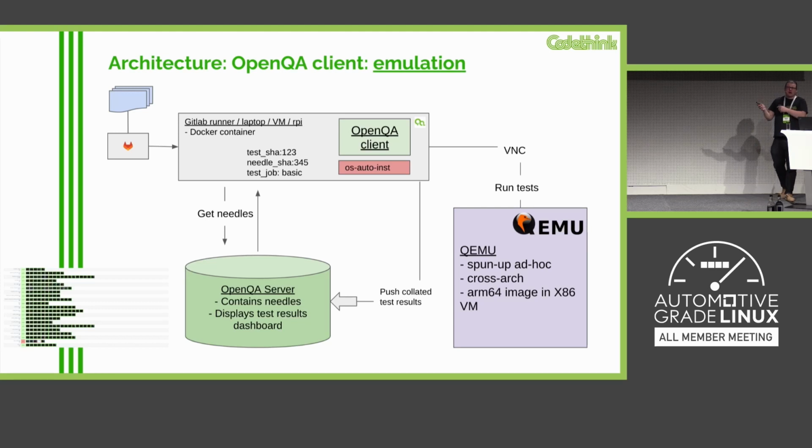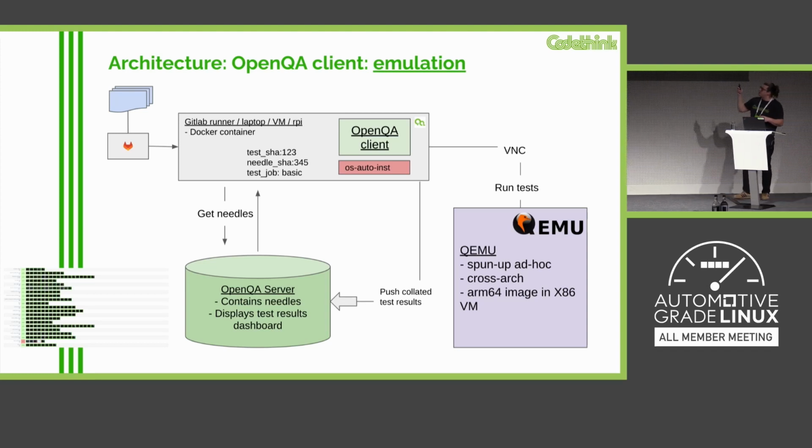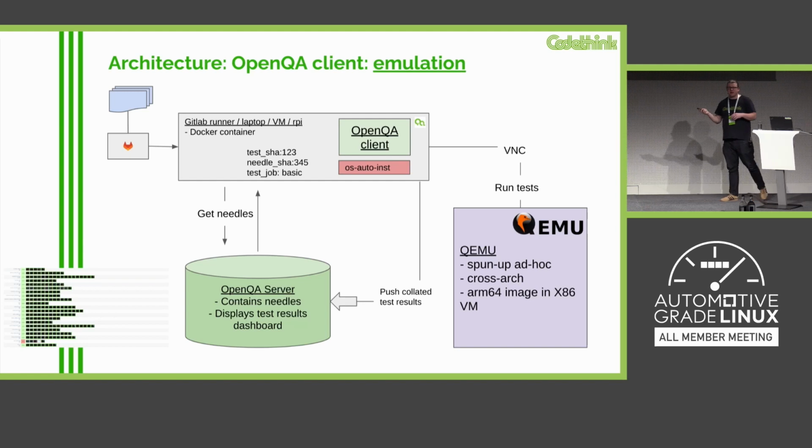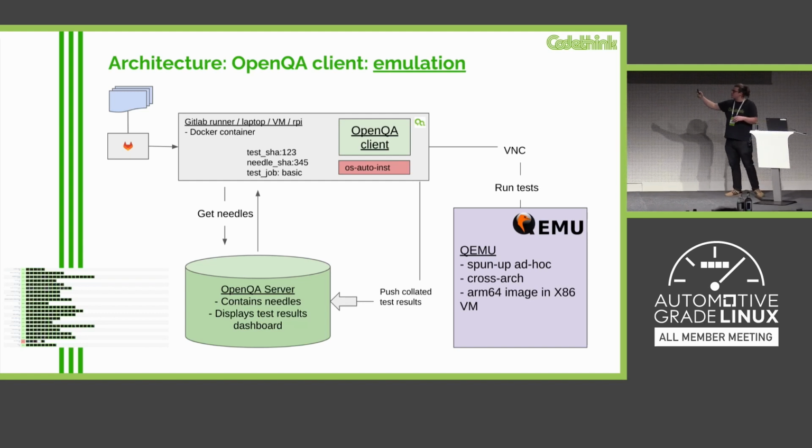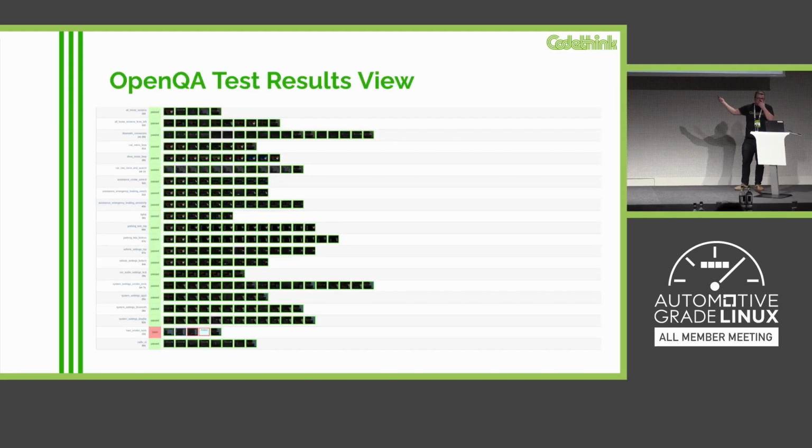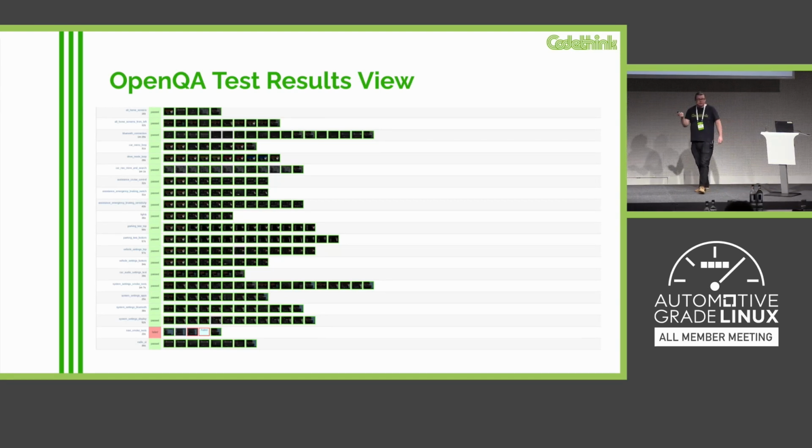And then OpenQA, it was always designed to be used in emulation. So with every worker instance that you spin up, you'll spin up a QEMU environment, run your tests in there, and then report them back to the OpenQA server, which again displays them like this. So very, very useful, for example, for a development team that's working on an HMI, to be able to test the UI so quickly in their development.